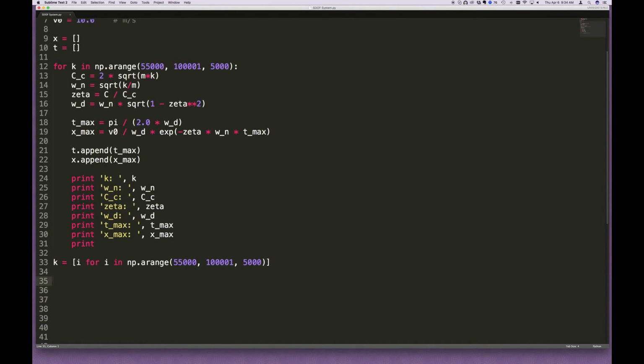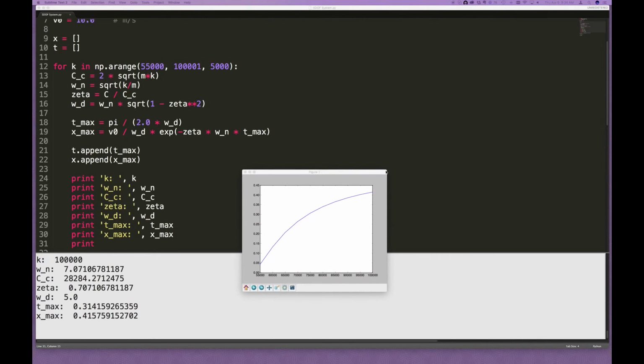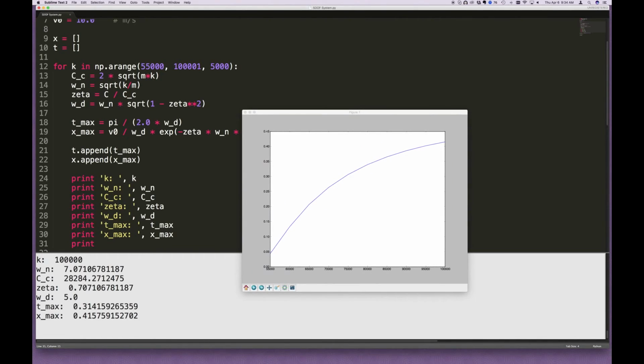So how do I use pyplot? Very simple. plt.plot k versus x. And now all I have to do is say plt.show in order to show the graph. Wow, I'm making a lot of typos today. Now when we run it, there's the plot of x versus k. So I've got x on the vertical axis and k going from 55,000 to 100,000.